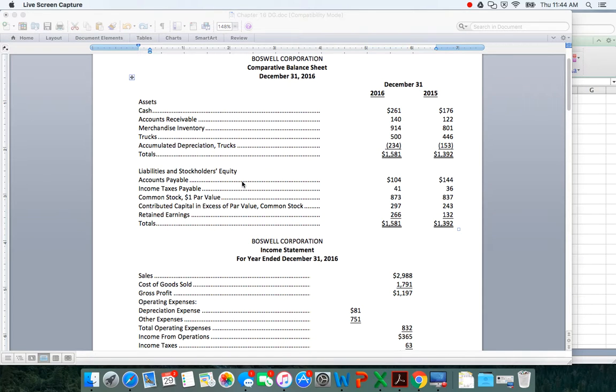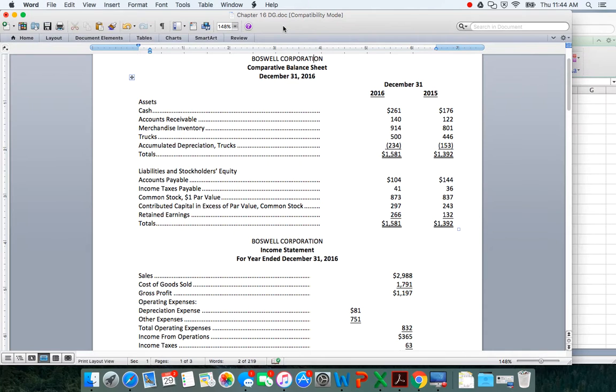What's going on, everyone? Today, I'm going to walk you through the process of preparing a statement of cash flows. In order to do a statement of cash flows, you need to begin with two things. The statement of cash flows is the very last financial statement that you prepare, because in order to do it, you need the results of the other financial statements to get there.